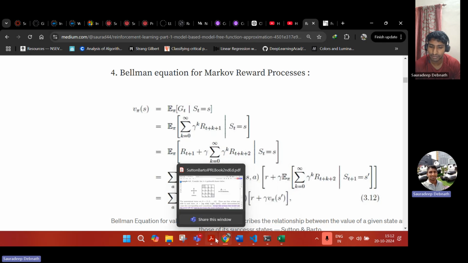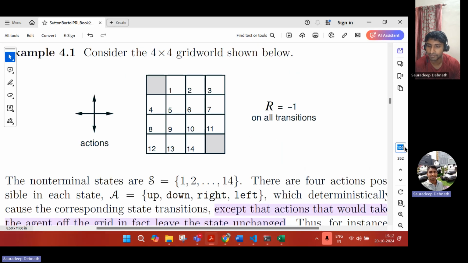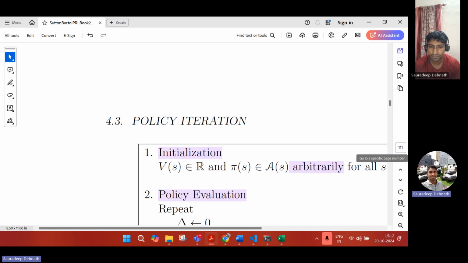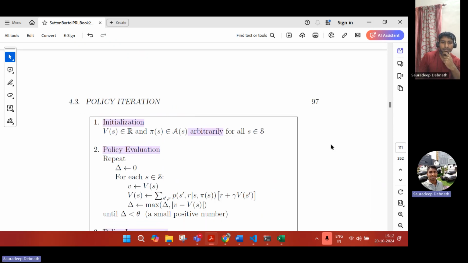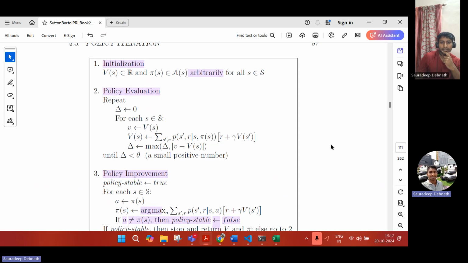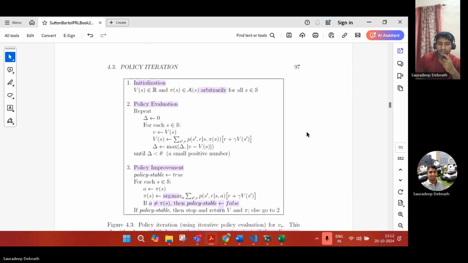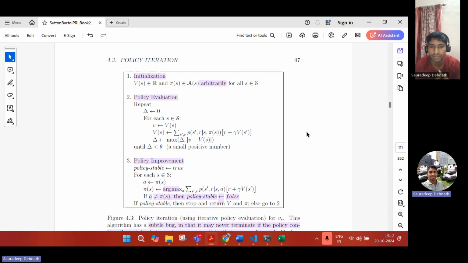Now let's have a look at the entire algorithm. Firstly, for all states, we randomly initialize a policy, a random policy. And then we do a step of policy evaluation, which is using the Bellman equation.